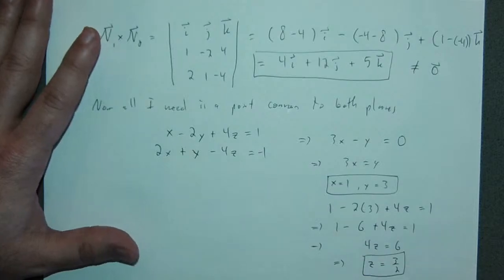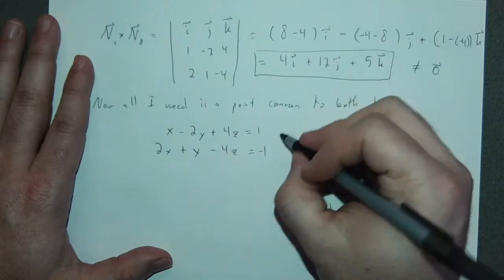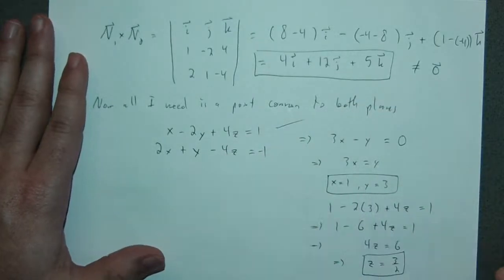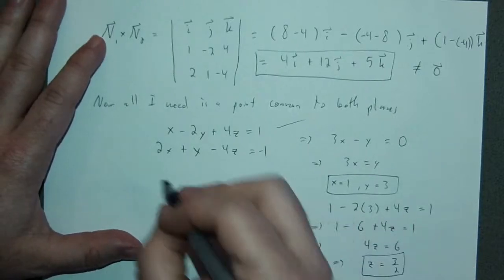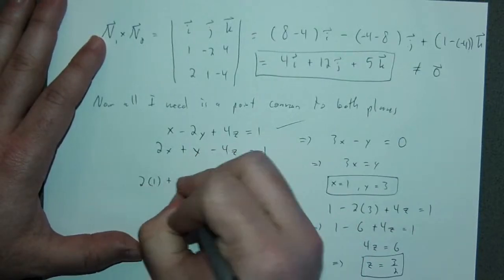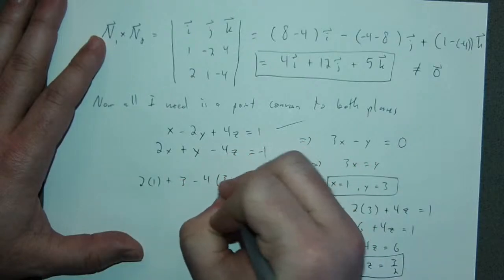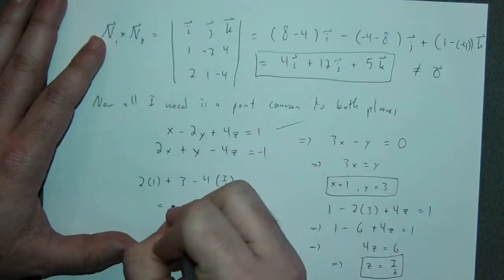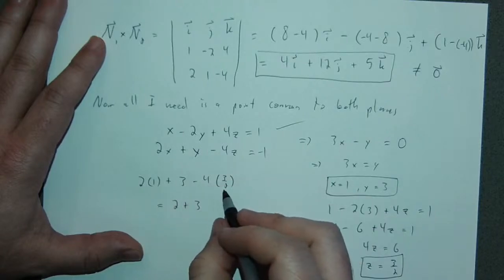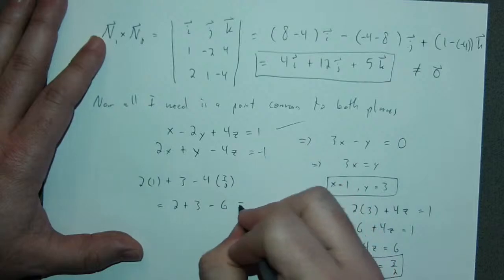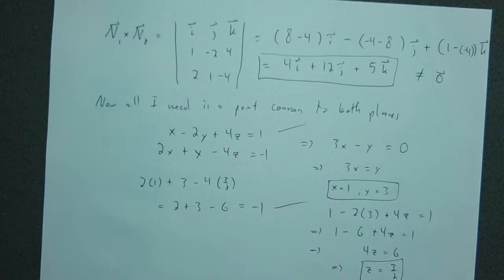Right. So now, this for sure belongs to the first plane. I don't have to check it. But does this point belong to the second plane, right? We're just doing this to check that this actually works. And so this would be 2 times 1 plus y is 3 here, minus 4 times 3/2. What is that? This is 2 plus 3. Minus 4 times 3/2 is minus 6. Well, that is 5 minus 6, which is minus 1. Hey, that's exactly right.